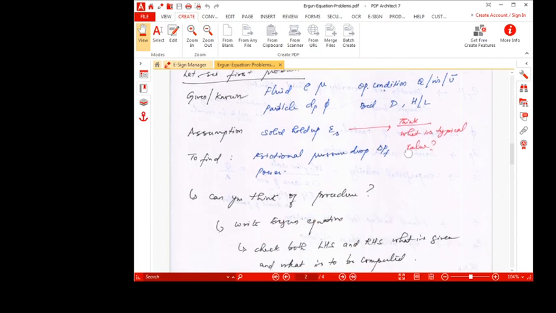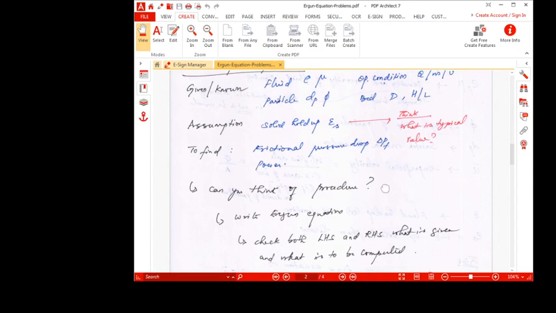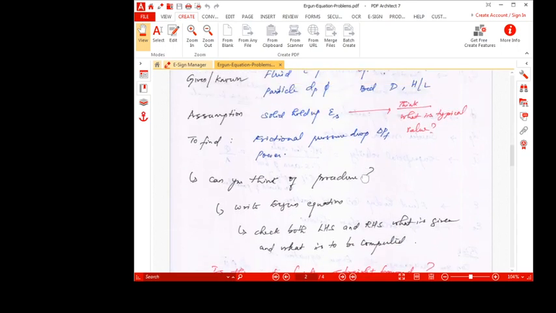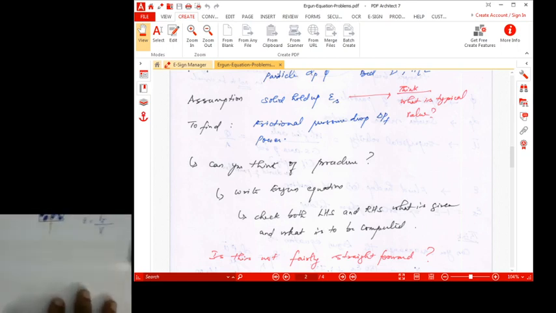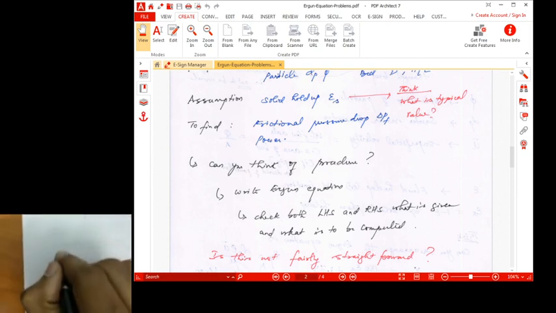Let's go back again to the document. So the first problem is fairly simple. You can just write down the Ergun equation, see both the left hand side and right hand side, identify which are the knowns and unknowns, and then see how to solve this category of problem. Let us again do this. Let us write the Ergun equation.